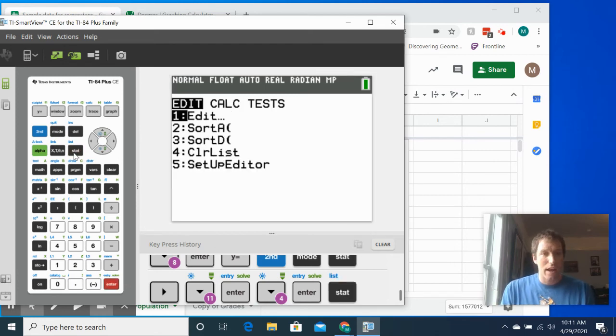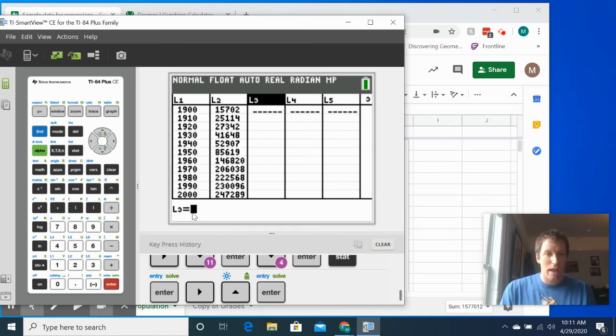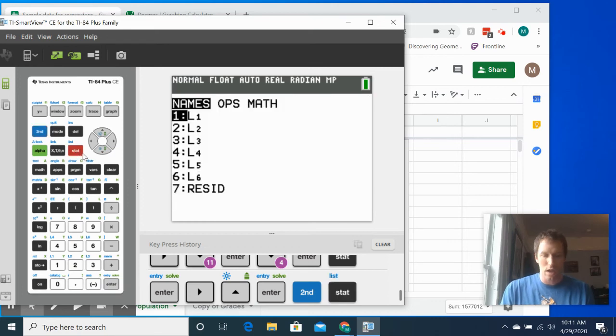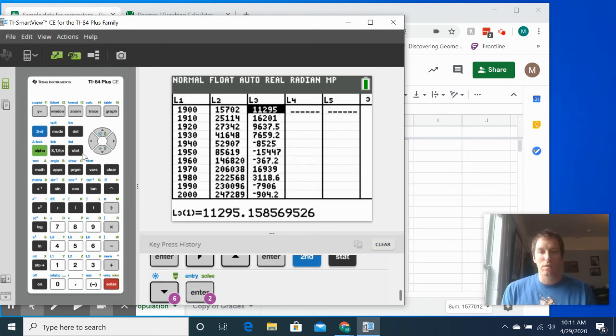Stat, edit, go to an empty list, hit the up arrow so it says L3 equals down here at the bottom. Hit enter. Now it says L3 equals cursor. Tell me what to put in L3. Well, put the list of the residuals. Second, list. There they are, residuals. Hit enter. Boom, there's my residuals for each of the logistic model.